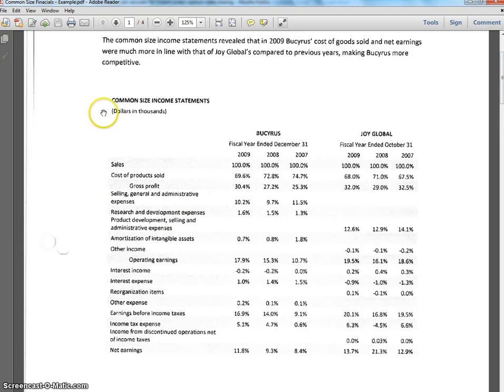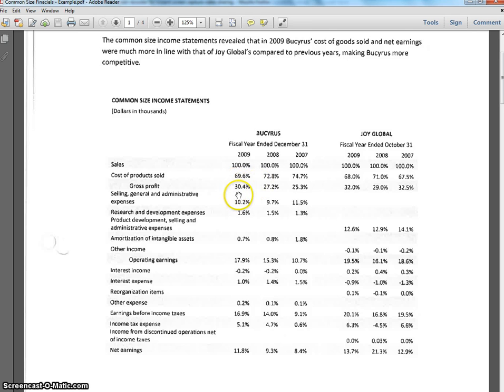So to begin, the income statement takes each line in the income statement and calculates the dollar value as a percentage of the total dollars in sales. So basically, what this is telling us is that cost of goods sold is 69.6% of total sales. Gross profit is 30.4% of total sales. And you do this right on down the line.